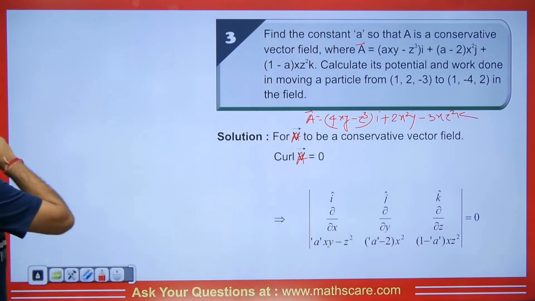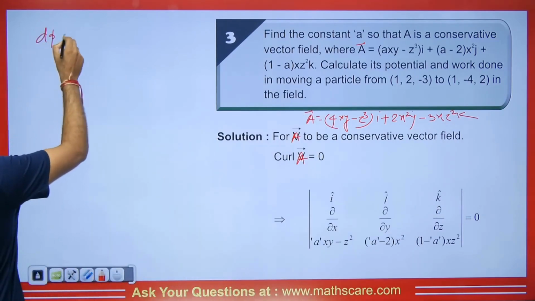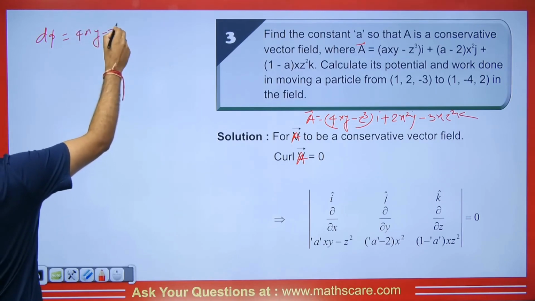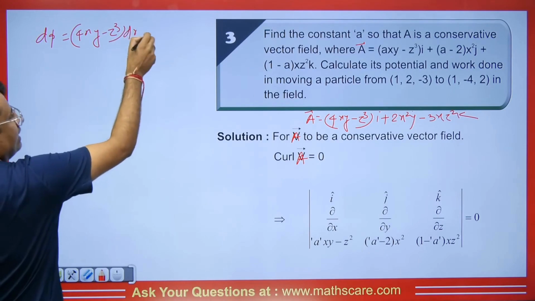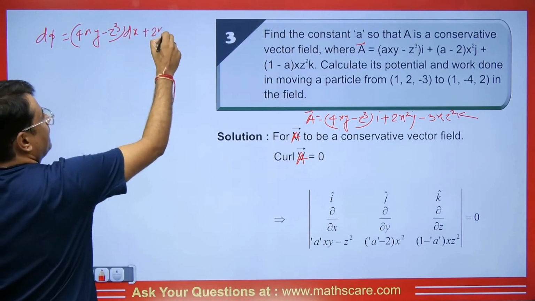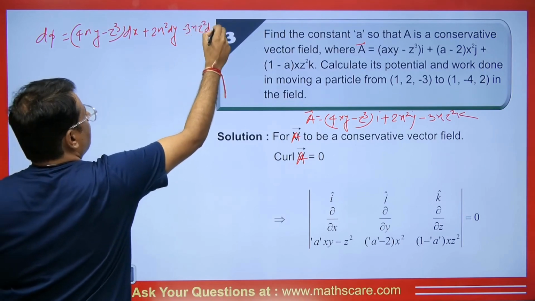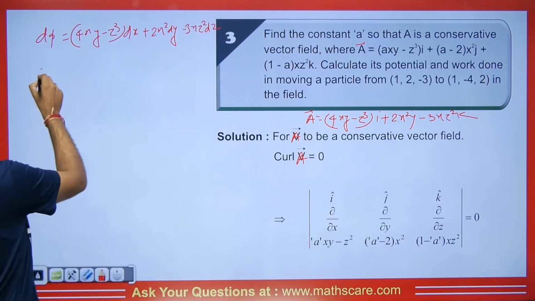Now what will we do? We will find its scalar potential. This will be d phi, and here we will write its value as (4xy minus z cube), wherever there is i, we will put dx, plus here it will be 2x square dy, and here minus 3x z square dz. So students, what value will we get?